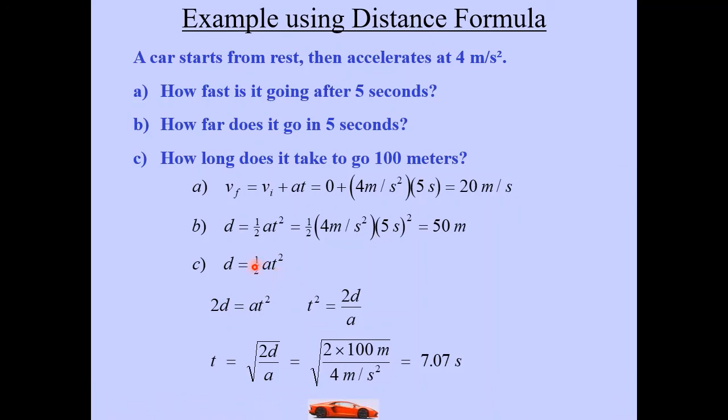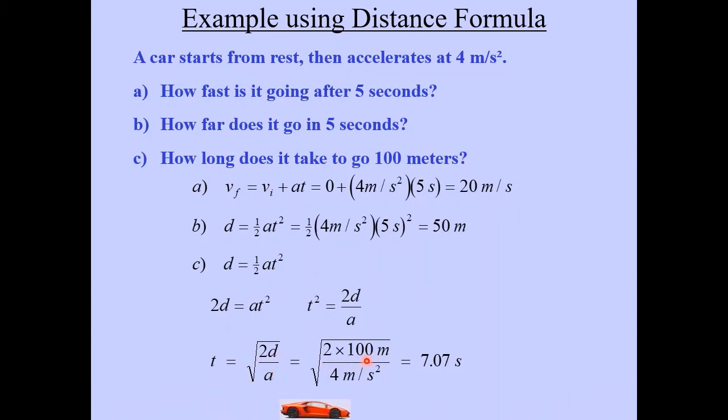So to get rid of the 1/2, I'm going to multiply both sides of the equation by 2. So I get 2d equals a t squared. To get the t squared by itself, let's get rid of the a, so I'm going to divide both sides by a. So t squared is equal to 2d over a. And finally, to solve for t, I just take the square root of both sides of the equation. So t is equal to the square root of 2d over a.